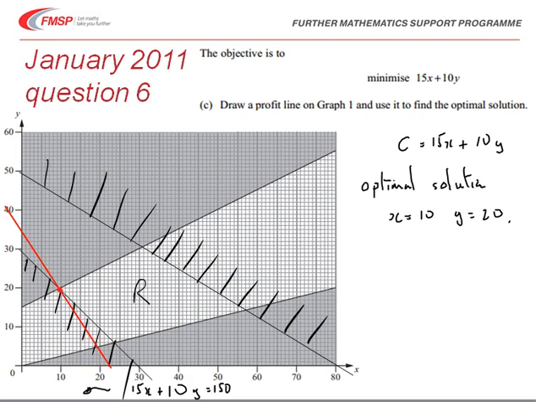And the marking for this part of the question, there was an M1 A1 mark for correctly putting in a cost line and then moving it so that we found the optimal solution, and that optimal solution was given a B1 mark. So that's the end of that particular question.